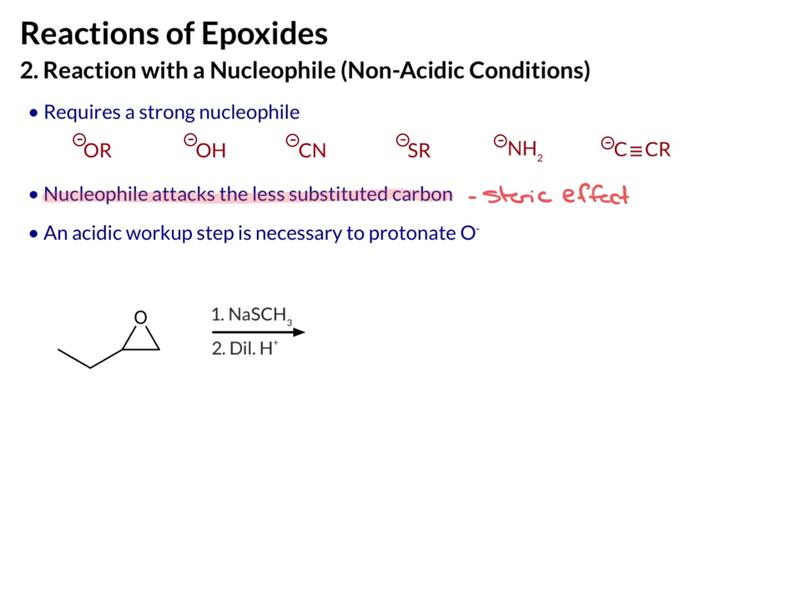So let's draw the product for this reaction. We're treating it with NaSCH3. When you see a reagent like this, go ahead and break that apart. Na+ is just a spectator ion. SCH3- is the nucleophile.